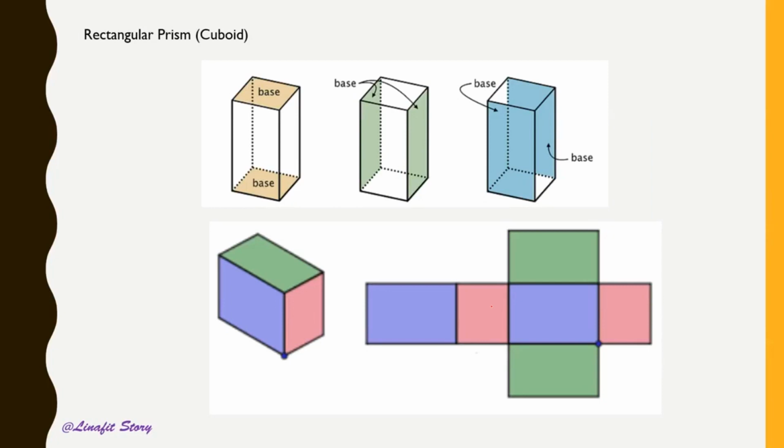In a rectangular prism or cuboid, there are 3 pairs of parallel and identical rectangles. Any pair of these identical rectangles can be the basis. The net of a rectangular prism consists of 6 rectangles. Both the bases and the lateral faces of this shape are rectangles.